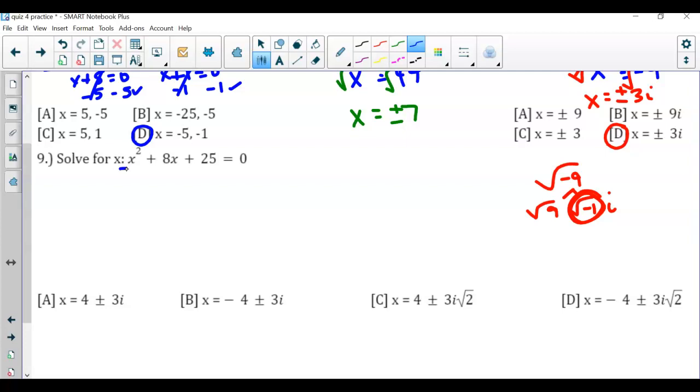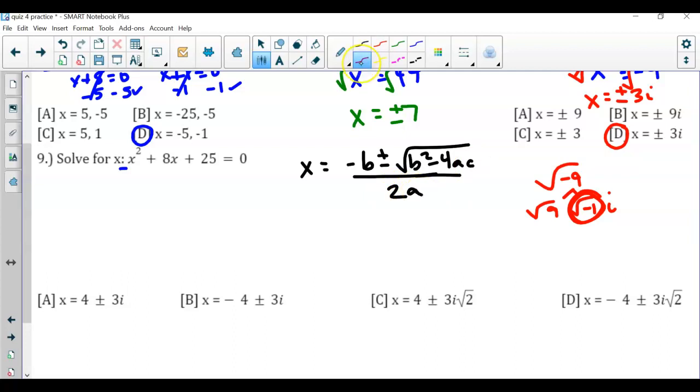Another way is, if you were to think about it, what factors multiply to get us 25? Well, 5 and 5. Will they ever, though, add to get us 8? No. So here, because we also can't solve this by factoring, I'll go ahead and do quadratic formula. So quadratic formula, remember, is x is equal to negative b plus or minus the square root of our discriminant, b squared, minus 4 times a times c, all divided by 2a.